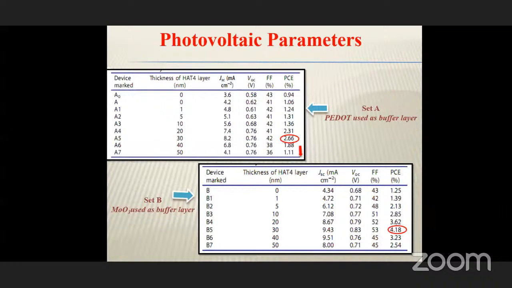These are the photovoltaic parameters for device A and device B respectively. Here we can see that we have achieved a maximum 2.66% power conversion efficiency for the set A devices, where we have used PEDOT:PSS as a buffer layer, and an efficiency of 4.18% has been achieved for the MoO3 devices as buffer layer.